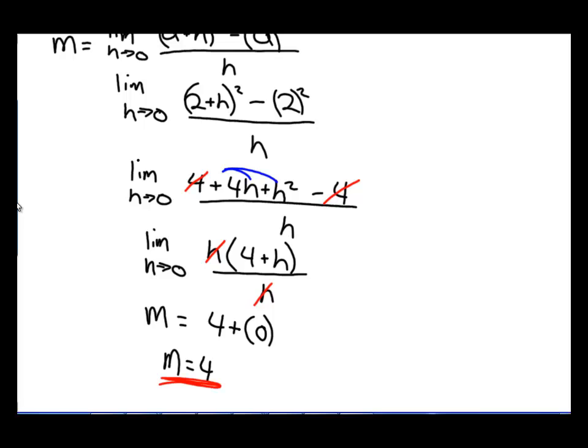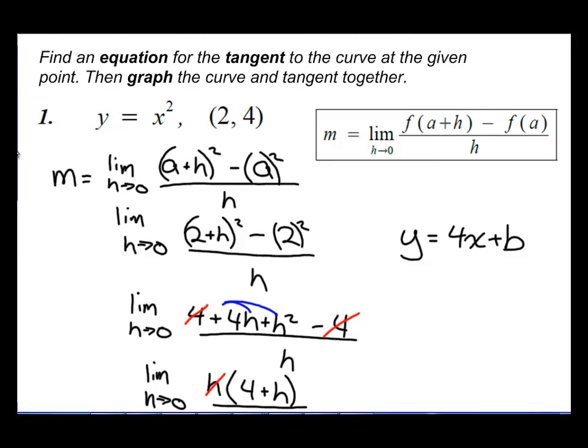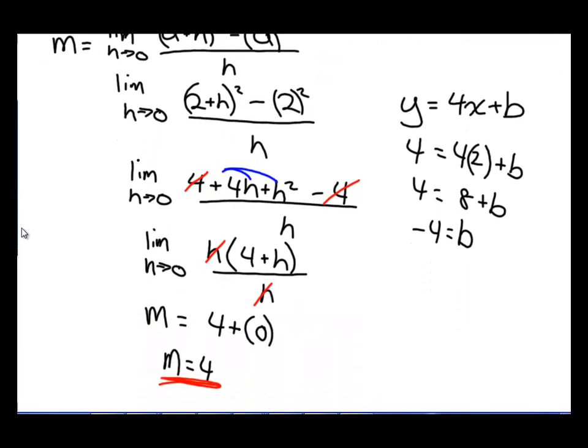Let's use the slope equal to 4 now and put that into the equation of a line, y equals 4x plus b. We need to know the y-intercept of the tangent. Since the point that it goes through is 2, 4, let's substitute in a 4 for the y and a 2 for the x and solve. We get negative 4 is equal to b. Put that all together in a single equation now. The slope is 4, the y-intercept is negative 4. The equation for my tangent line, y equals 4x minus 4.